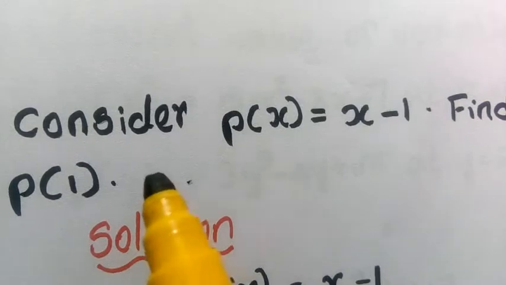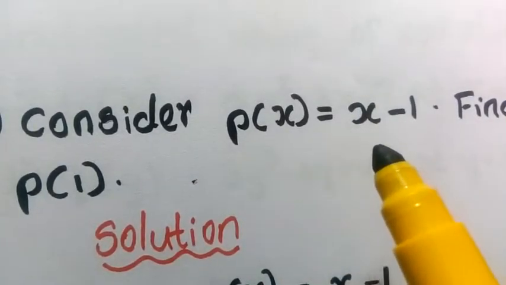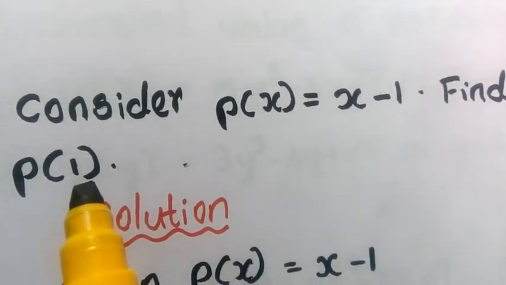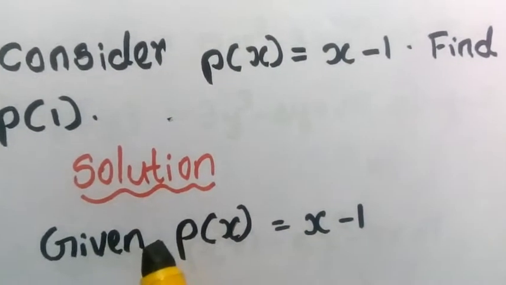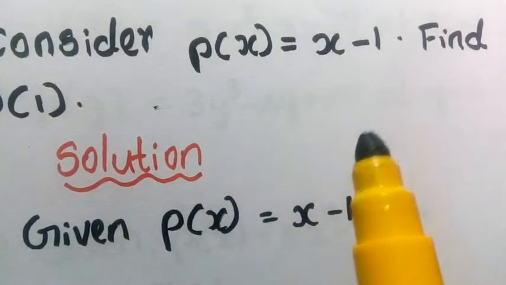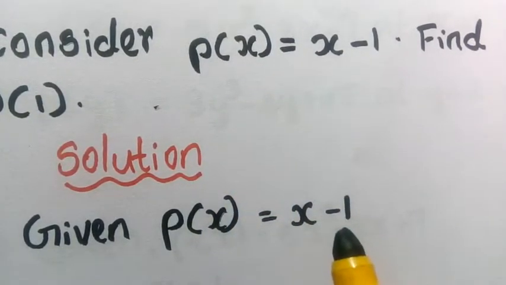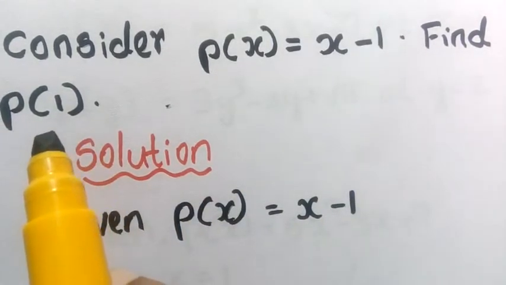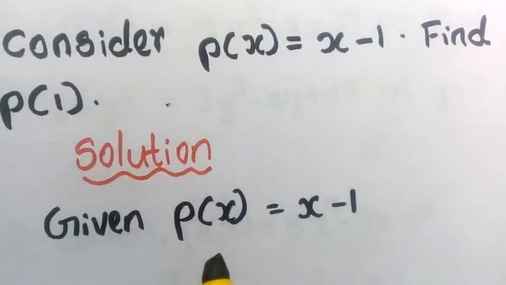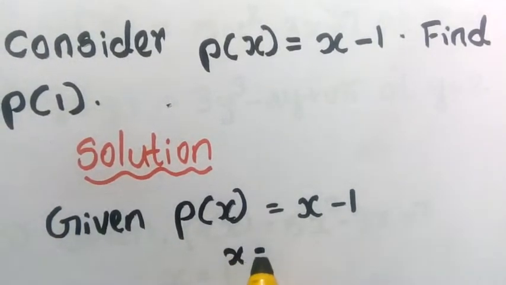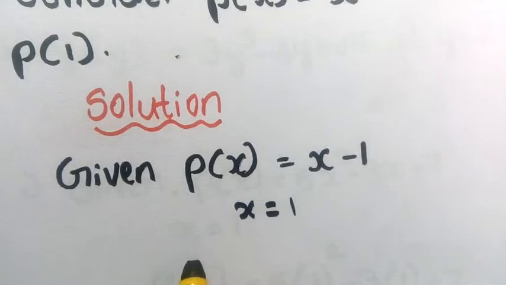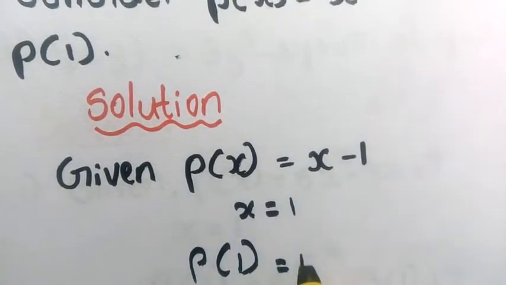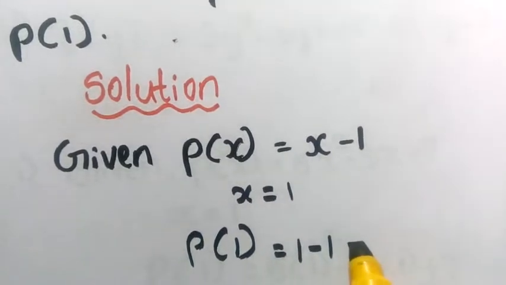Now consider one polynomial p of x is equal to x minus 1. We need to find p of 1. Solution. Given p of x is equal to x minus 1. We need to find p of 1. So the indicated value of the variable x is equal to 1. Therefore, p of 1 is equal to x minus 1, 1 minus 1, which is equal to 0.